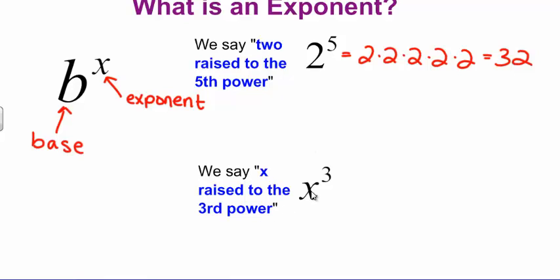Here on the bottom, we have x to the 3rd. We say that as x raised to the power of 3, or x raised to the 3rd power. And you can see we write it as x times x times x, which can't be simplified, so we still just write it as x to the 3rd.